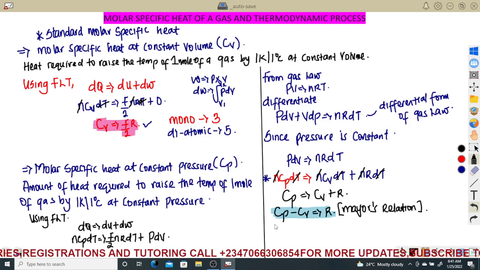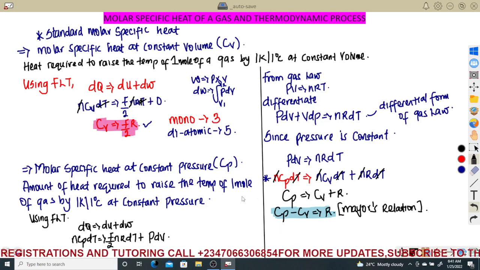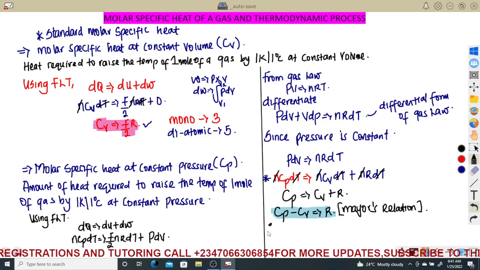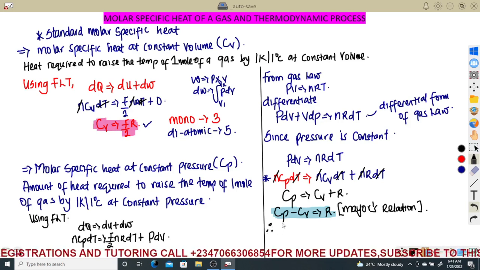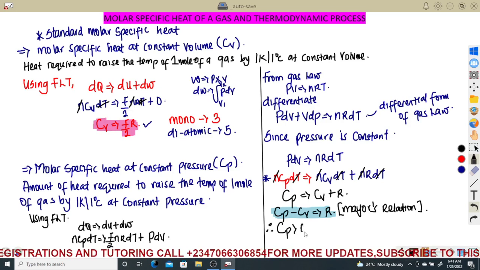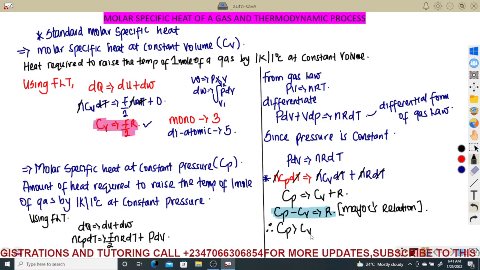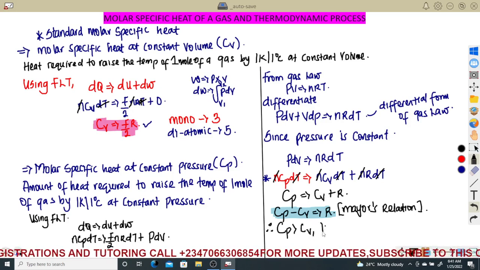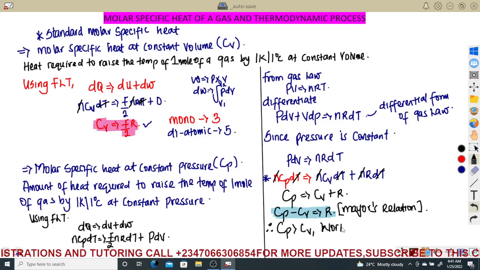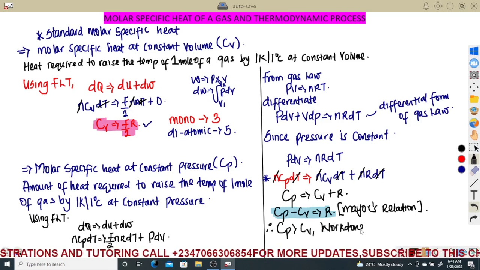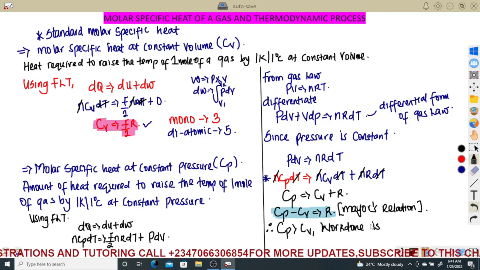But in this case, so far we have molar specific heat at constant pressure, Cp, minus molar specific heat at constant volume, Cv, is equal to the molar gas constant R. And this relation we call Mayer's relation. We always keep in mind that Cp is always greater than Cv. And the meaning of this is that the work done is 0.